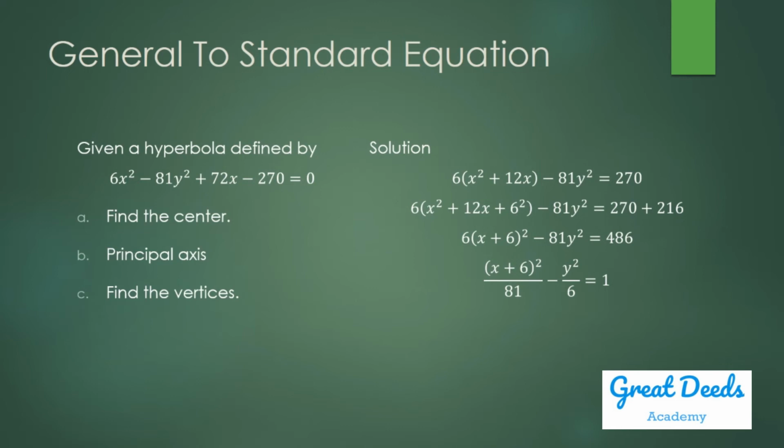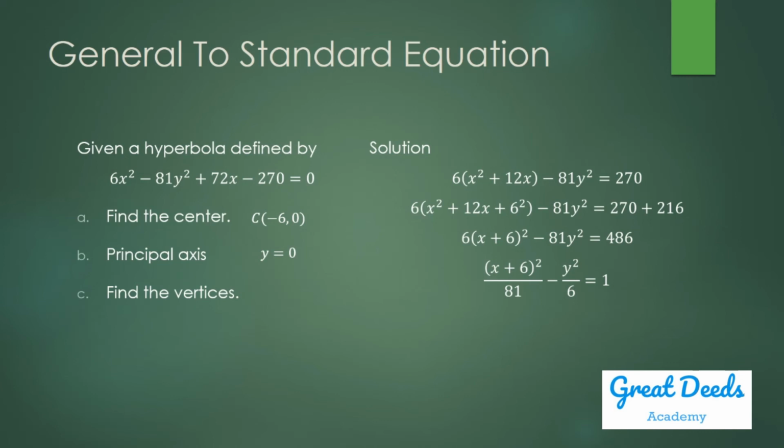It's easy now to tell what is the center. The center is (-6, 0). How about the principal axis? Well, first, what is the orientation of your transverse axis? Is it vertical or is it horizontal? We will pay attention to the term that appears after subtraction. It's y squared, which means our principal axis is horizontal. And you know that the principal axis passes through the center. So you know that the principal axis is the line y is equal to 0.